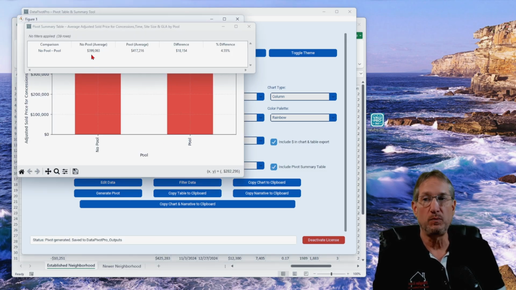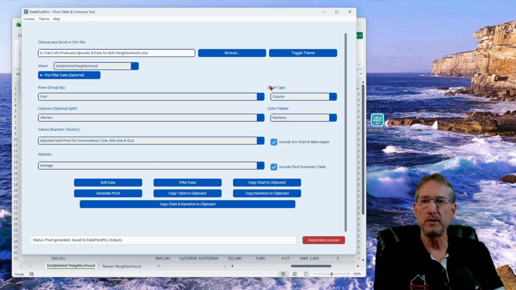And we're going to be looking at the average sell price difference of starting with just swimming pools. So you can see without a swimming pool, the average sell price is $399,063. With a swimming pool, it's $417,216. So that's a difference of $18,154. That's pool in the full market. Remember that number because it's about to move.